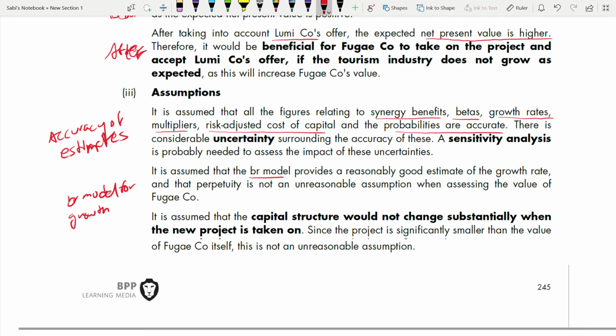Number 3, it is assumed that the capital structure would not change substantially when the new project is taken on. Capital structure. Since the project is significantly smaller than the value of Fugai itself, this is not an unreasonable assumption. Right? Not unreasonable means this is a reasonable assumption. Wherever the project is very small compared to your company, accepting that project will not have so much impact on the capital structure of your company. So if you assume that capital structure will not change, it is accepted to be reasonable.